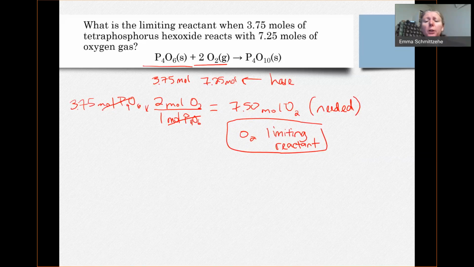So it doesn't matter which way you go with that, but you've got to keep straight what each of those values means. Which one is how much you actually have versus which one is how much you would theoretically need to react the other substance. Okay, so that's one method that you can use.